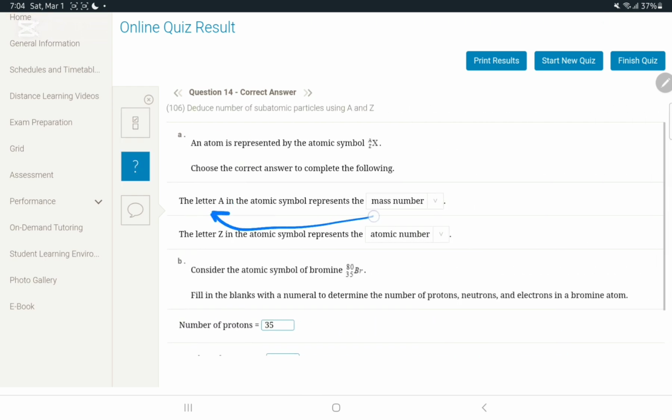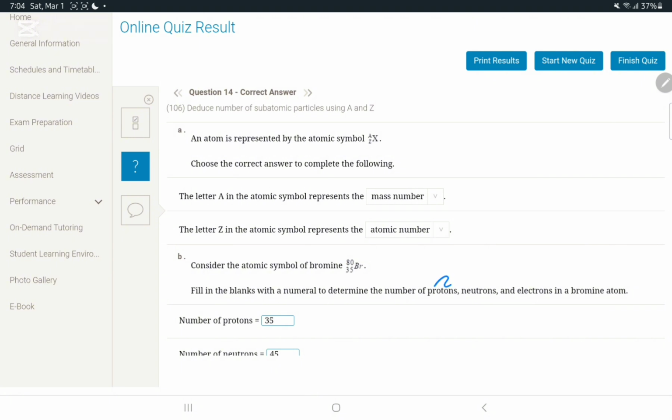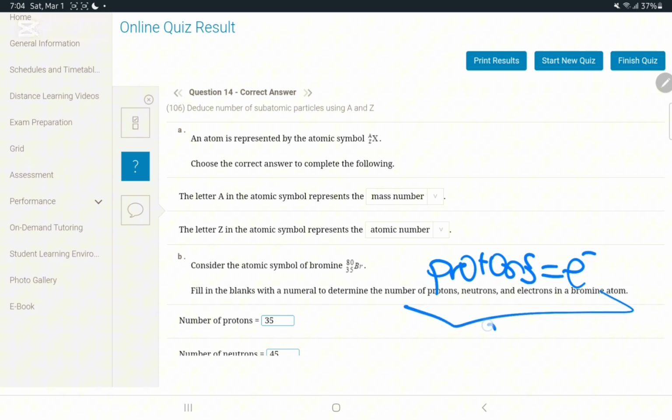Letter A represents mass number, to be memorized, and Z represents atomic number, also to be memorized. Now, this is A, and this is the Z. So A is the mass number, or the nucleons, and Z is the atomic number, or protons. Now, we said that 35 is the atomic number, which makes it the number of protons. And then they asked for the neutrons and electrons. Okay, the number of protons will be the same as the number of electrons in a stable atom.